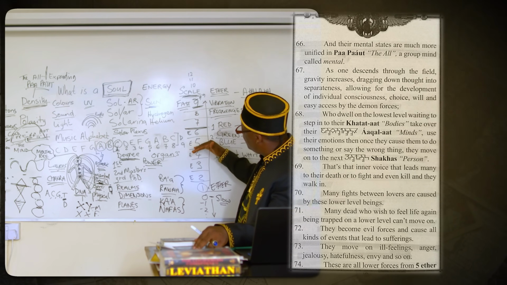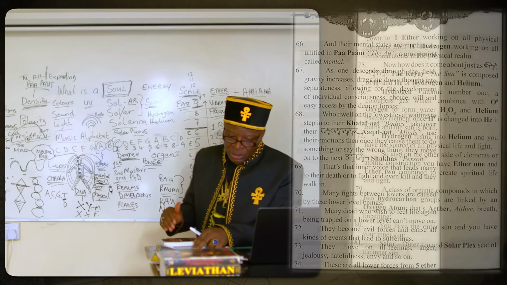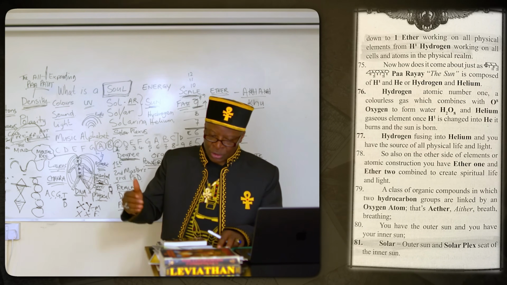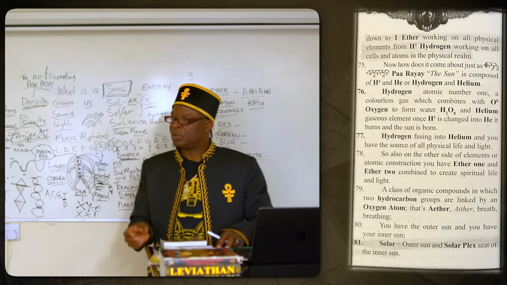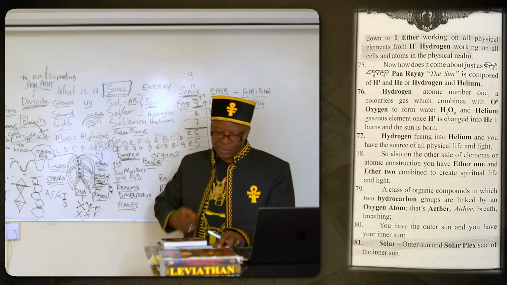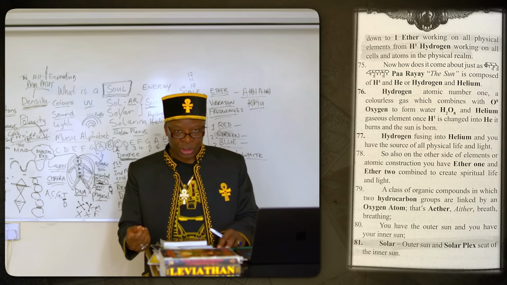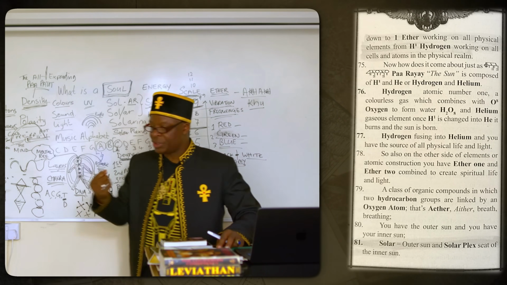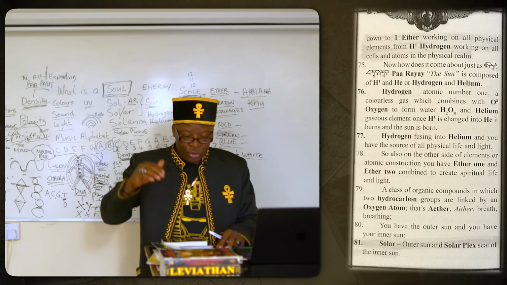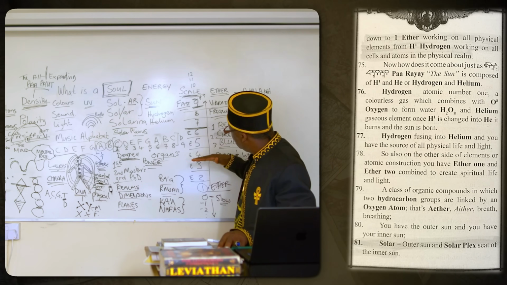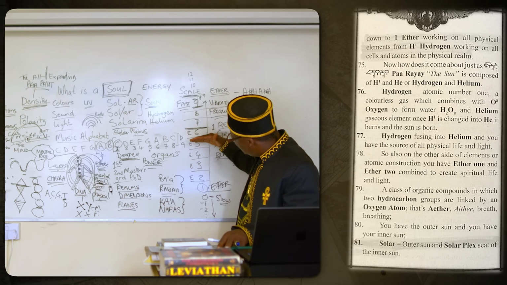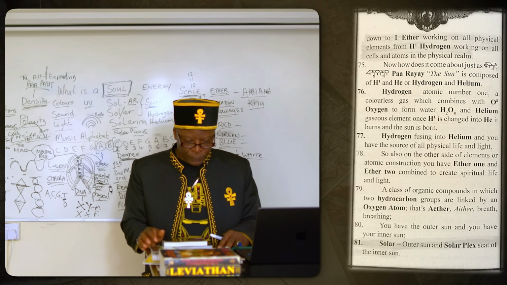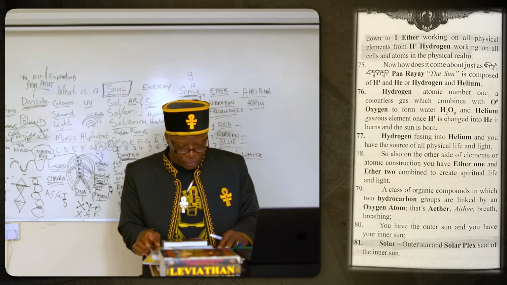From 5 ether down to the 1 ether, they work on all physical elements, from hydrogen working on all cells. When you break down your body, you go into your molecular structure, your cells, and these cells deal with vibration and atoms. So these lower vibrations and lower beings that operate from 5 ether down are able to work on your physical body in the physical realm.